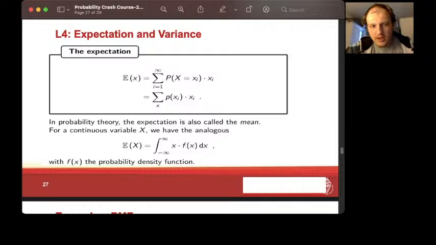Okay, if everyone is back, we can start with the next topic, the expectation and variance. If we have a random variable, we can summarize some statistics about it, and one of the main things we care about is the expectation and the variance. The expectation is, on average, if you do that infinitely many times, what value do you expect to get from that?